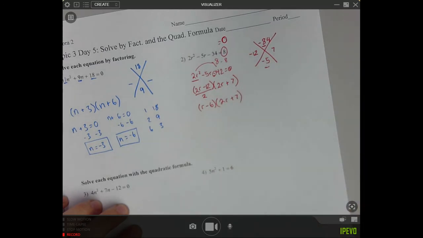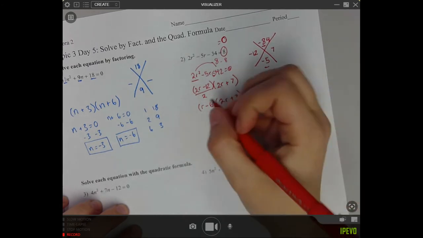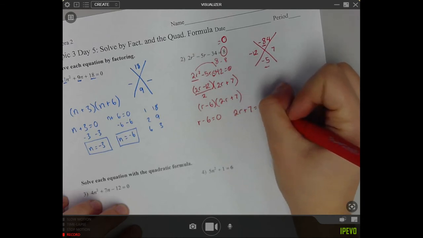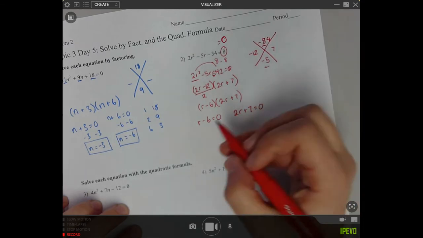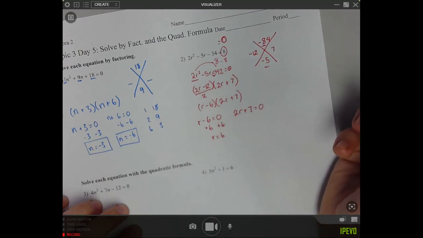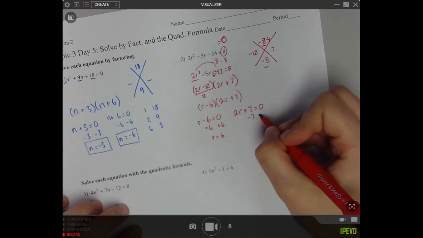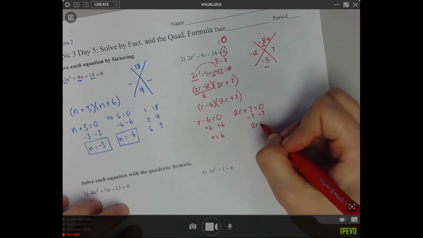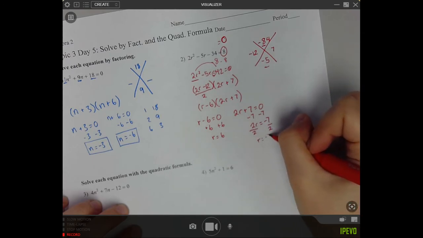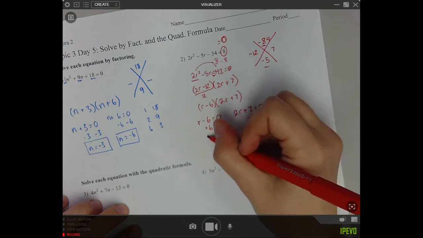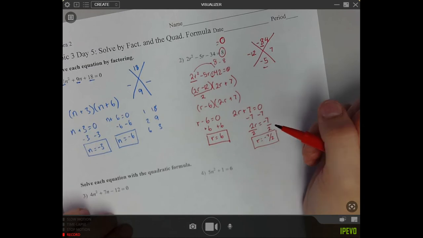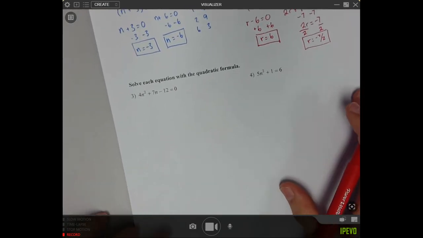Now like we just did, we're going to solve to see how they equal 0. So we have r minus 6 equals 0 and 2r plus 7 equals 0. Let's go ahead and solve this left one first. So we're going to add 6 to both sides. And so we get r equals 6. On this one, we're going to subtract 7 from both sides. So then we get 2r equals negative 7. Divide both sides by 2. r equals negative 7 halves. And these are going to be our two answers, our two roots, our x-intercepts, lots of names for those.